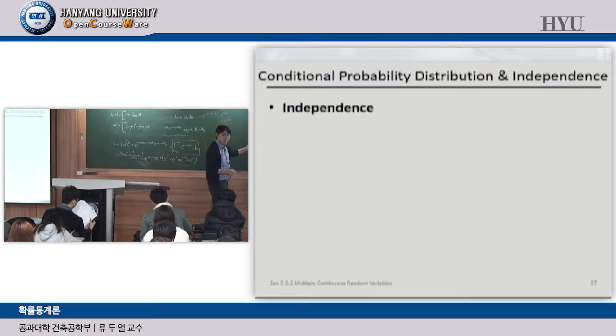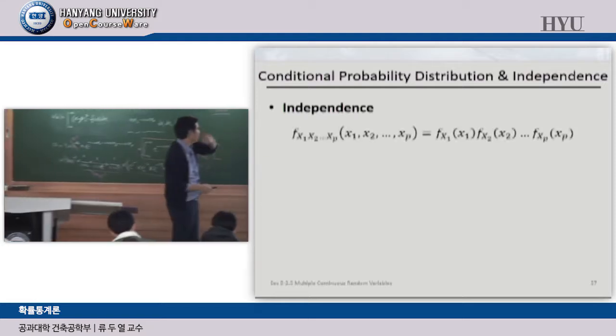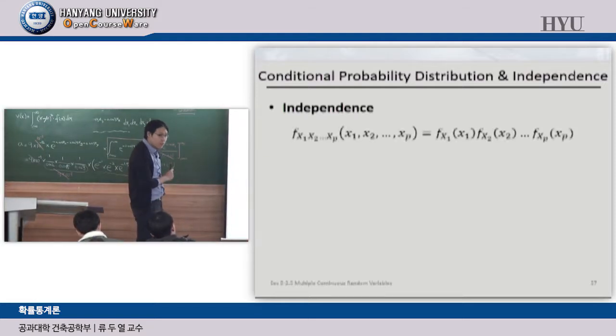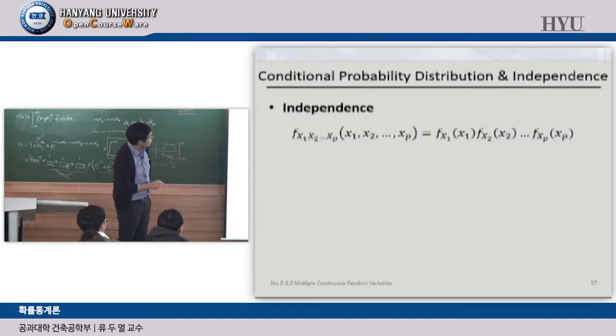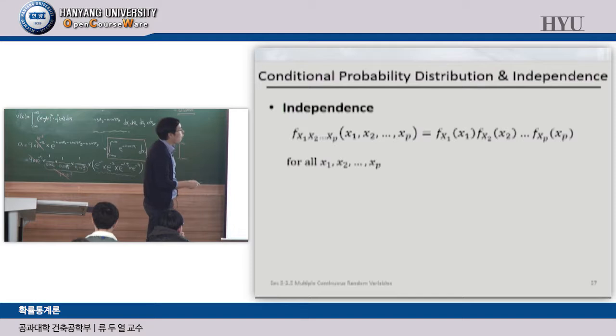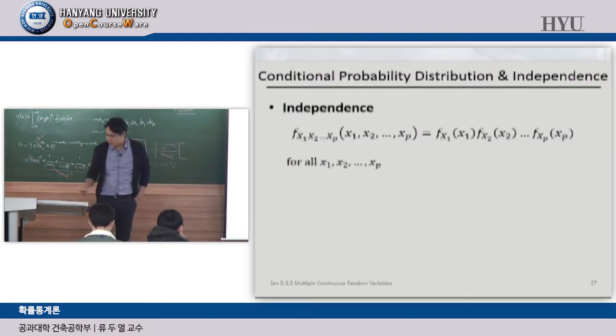And what about the independence? As in the previous chapter about the discrete random variable case, the joint probability density function is equal to the multiplication of the marginal probability density function of each random variable when the random variables are independent, okay? And this can be applied for all random variables from x1 to xp.